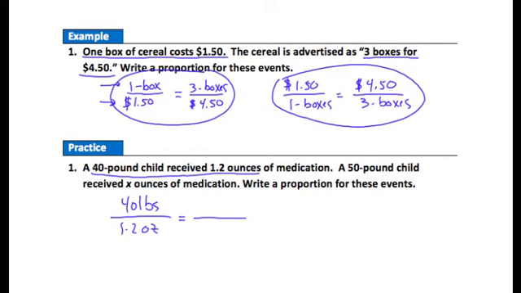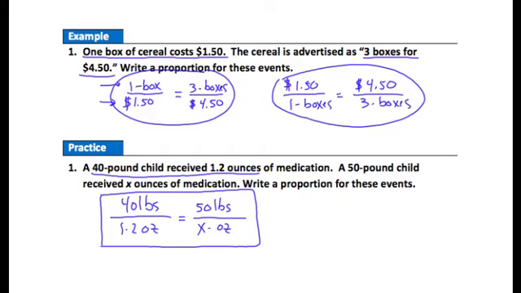Now we want to put pounds, since I put it in the numerator in the first one, I'll put it in the numerator of the second one. 50 pounds is to X ounces. And we could have had this switched around, ounces in the numerator, pounds in the denominator. Either way would have been correct. Now what we're going to see in the next problems is that we could take a proportion like this, and if we knew the given rate or ratio, which was 40 pounds to 1.2 ounces, we could go ahead and solve and figure out how many ounces of medication should be given to a 50-pound child in this case.